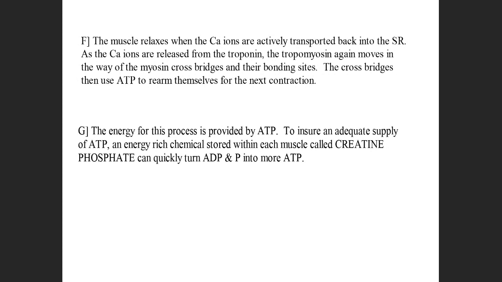Now, in muscles, you need so much ATP for this stuff because you're moving all the time, that there's a chemical in your muscles called creatine or creatine phosphate. And creatine phosphate is an energy molecule that could actually turn ADP and phosphate back into more ATP for your muscles. So your muscles have a good supply of ATP for your contractions. This would work in smooth muscles and cardiac muscles as well.